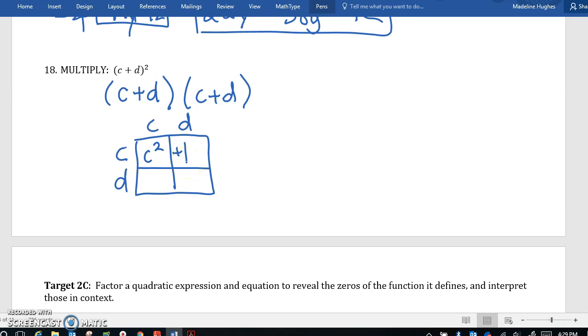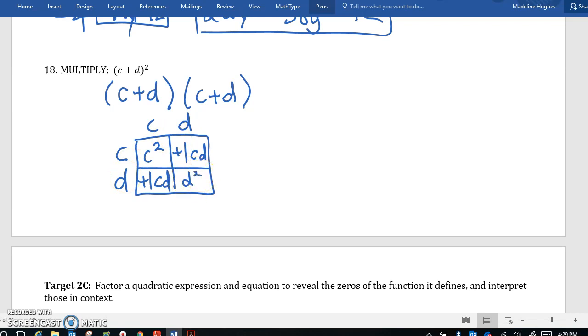So 1 times 1 is the coefficient. CD. Some of you just write that as CD. I'm going to put that 1 in there to help us later on. C times D again, the coefficient 1 and 1, so that still stays a positive 1 CD. Lastly, D times D is D squared.